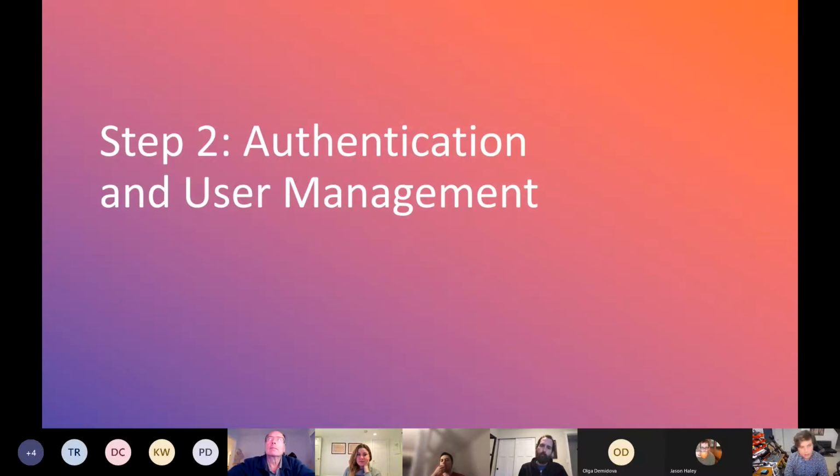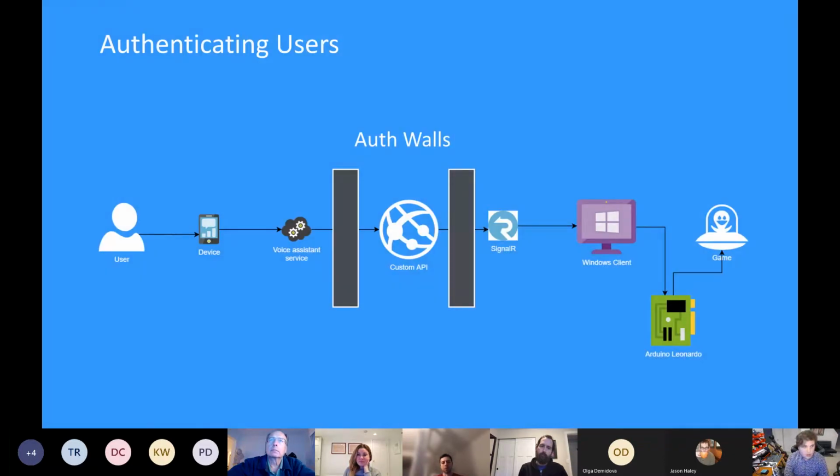Okay, so now we need to support more users and not just more platforms. And the way we do that is by adding authentication and authorization. When it comes to this type of diagram, I need to authenticate and validate the user on both sides. I need to know who the user is that's talking to the voice service, and I also need to know who the user is that's connecting from the Windows client, and make sure that they're the same person before I send the thing that they said to that device. In the original state, you may remember it said SignalRHub.Clients.All and send this intent. We want to be able to send it to a specific user.